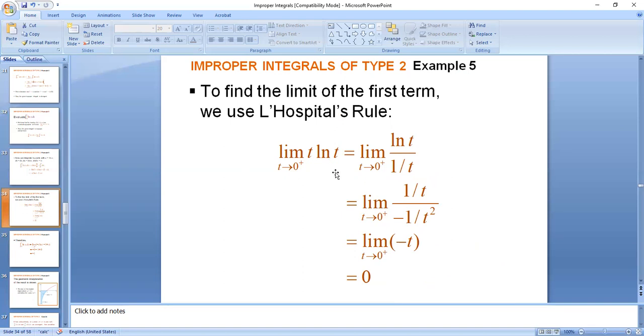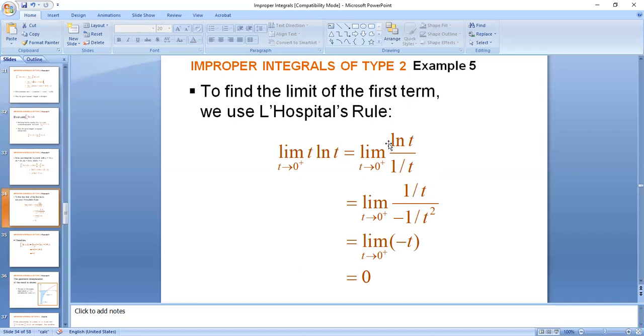So, shall I say, I use the term manipulated. The expression t ln of t was manipulated so that it will look like a fraction. It would look rational: ln t is written in the numerator, and in the denominator you have 1 over t. Now, since it's already rational, just like the one shown in the previous example, you differentiate the numerator and the denominator separately.